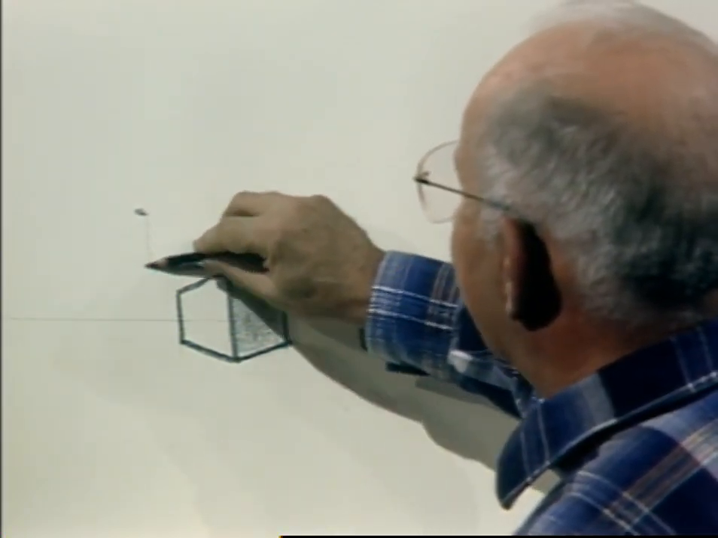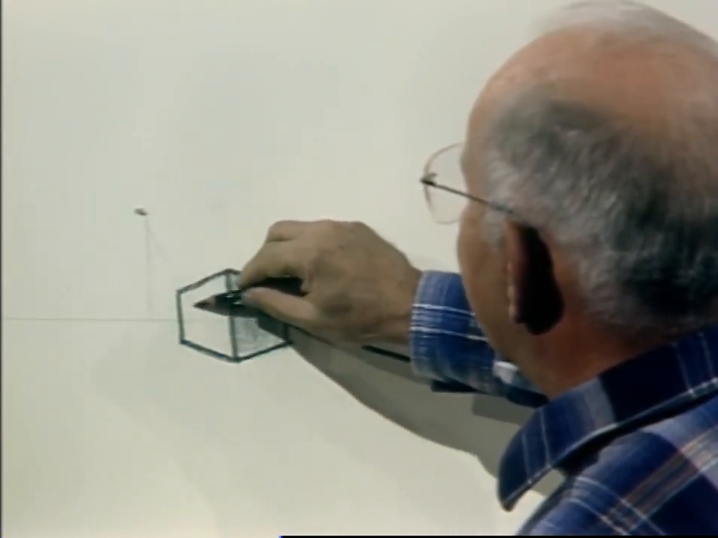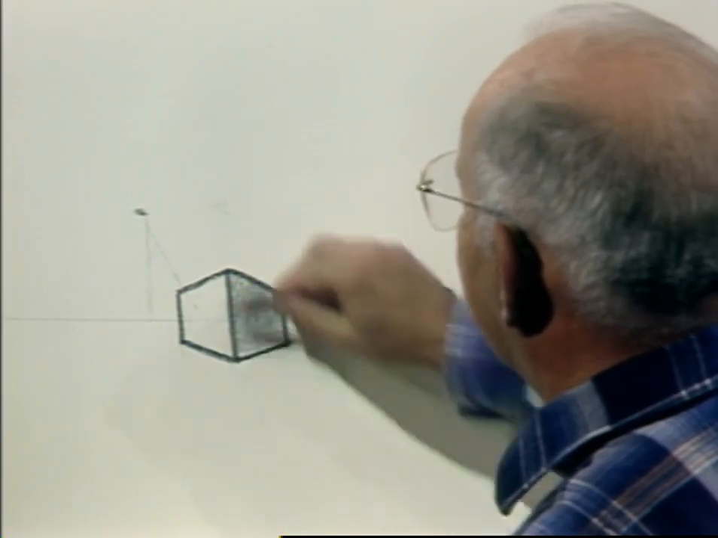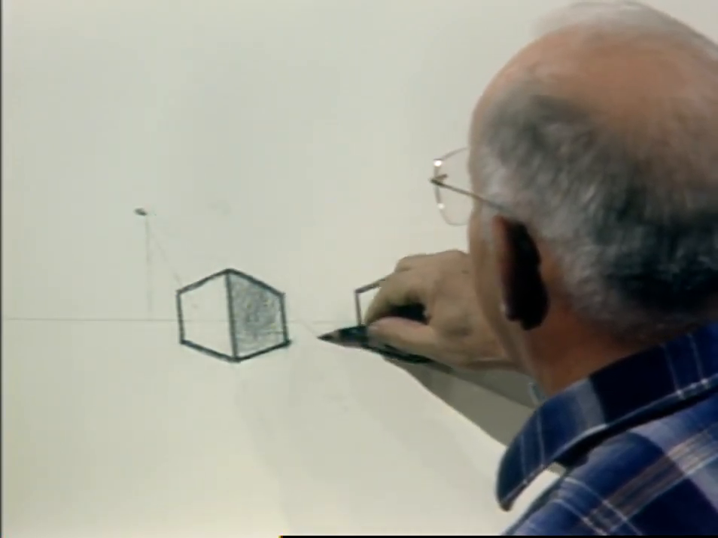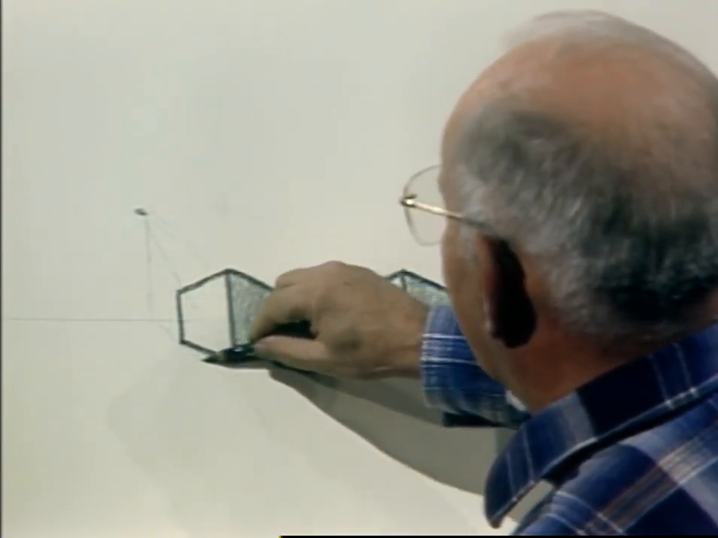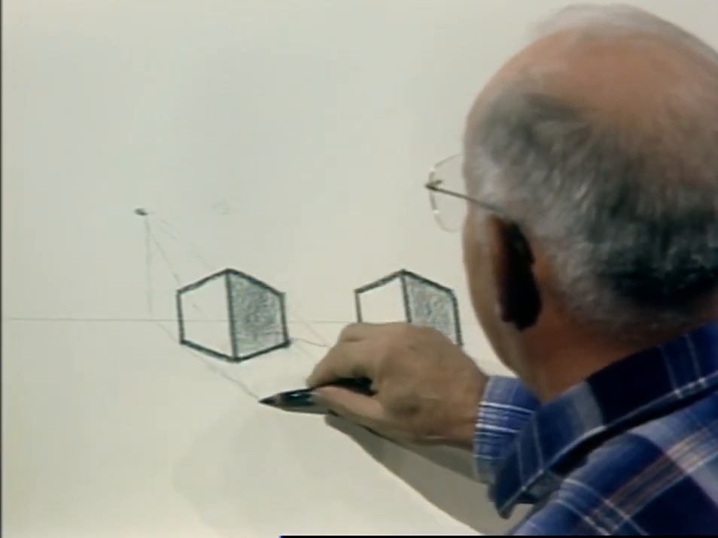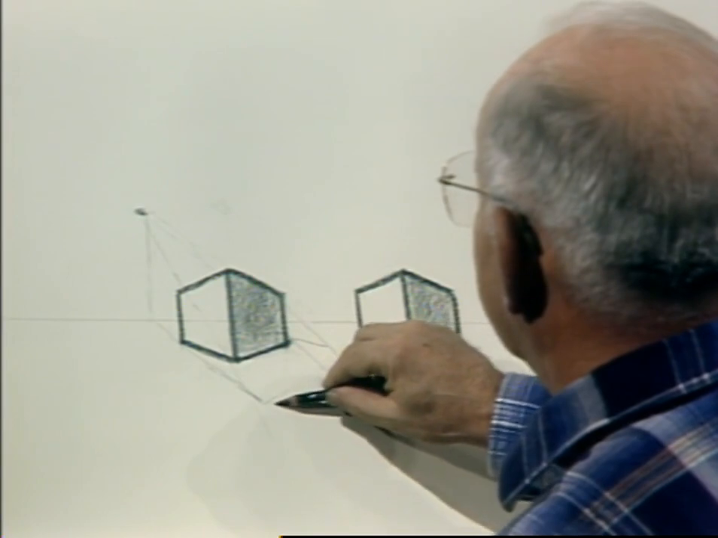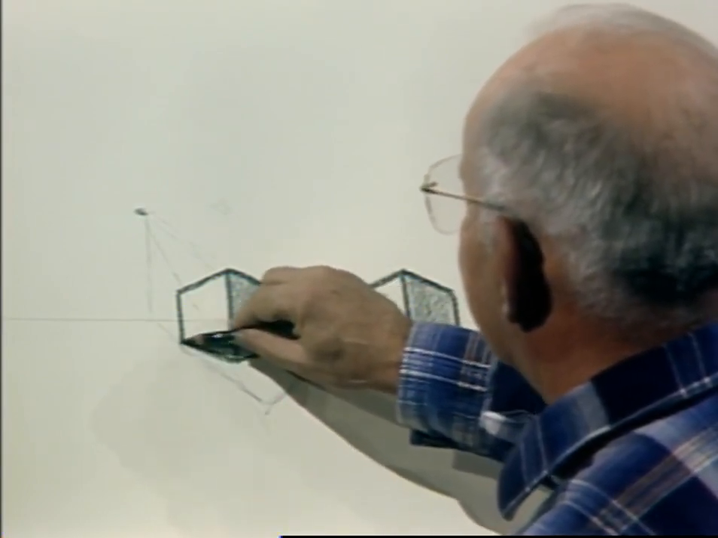Now, on a radiating light source, the rays strike the object in a fan-shaped or radiating way through the points. And the direction of the cast shadow radiates. That means it's wider down here than it is at the base.